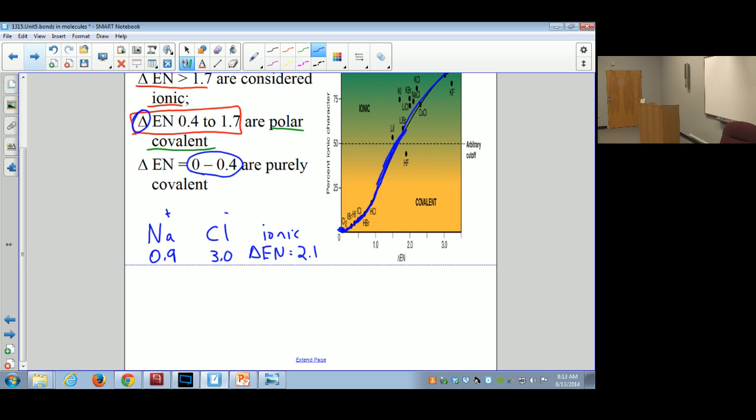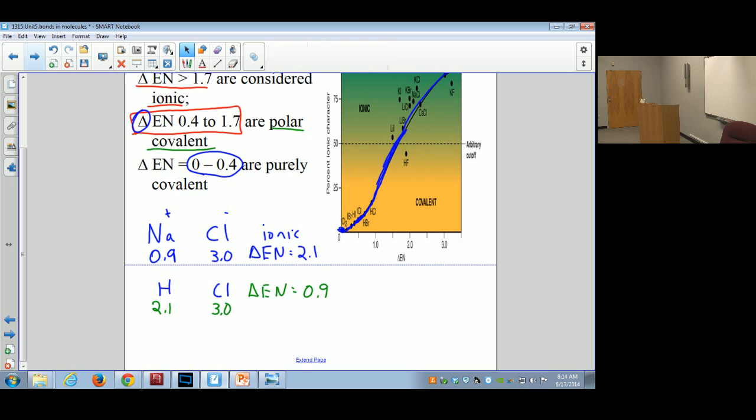So then let's look at hydrogen and chloride. Now we know hydrogen is in a weird place. It's over near the carbon, and it has a value on the electronegativity scale of 2.1. And again, the chlorine is 3.0. And so our change in electronegativity is 0.9.